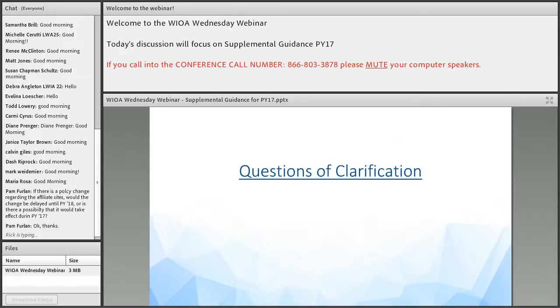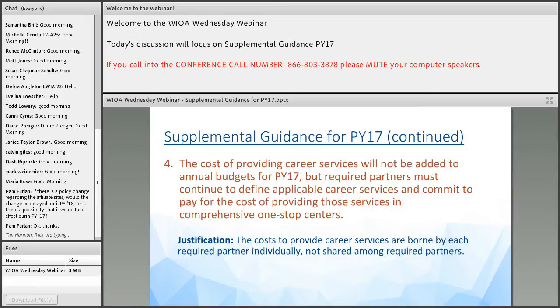Okay, any other questions before we move on to the next three items of guidance? We see a couple of people typing, so that's why we're pausing a minute. We'll see if their question comes through.